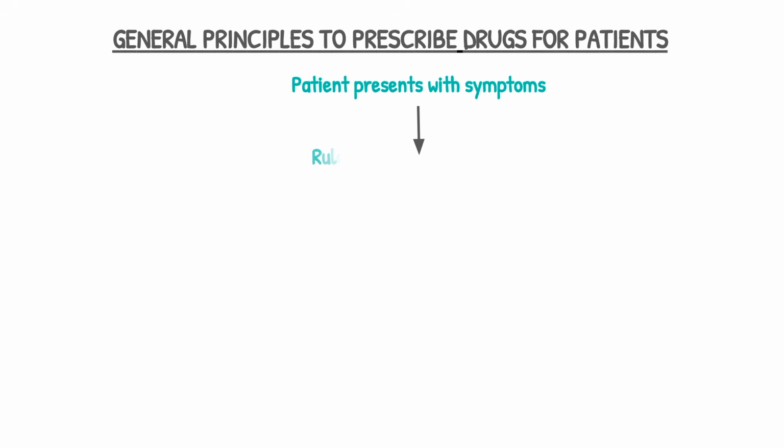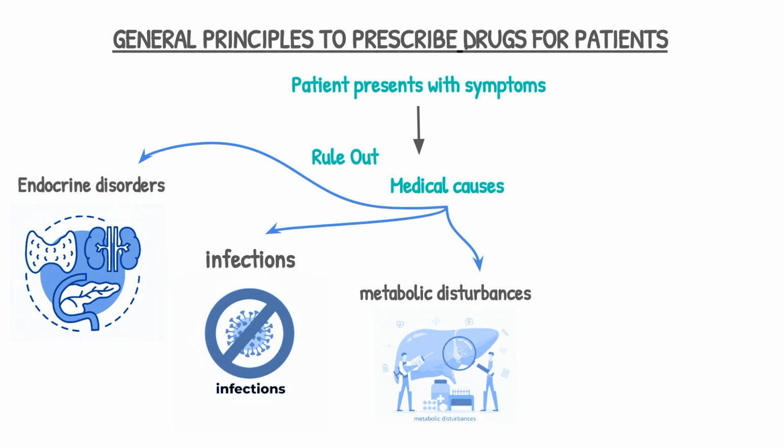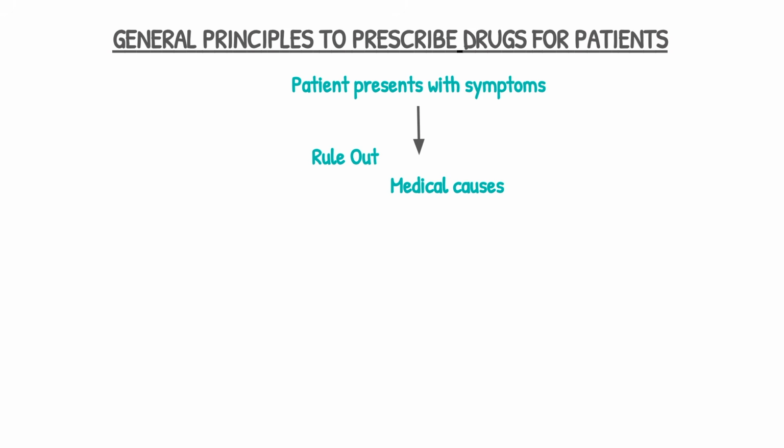The first step is to rule out medical conditions that can mimic psychiatric illness. Endocrine disorders, infections, metabolic disturbances, and neurological illnesses frequently present with psychiatric symptoms. Failure to identify a medical cause can lead to inappropriate psychotropic use and delayed definitive treatment.